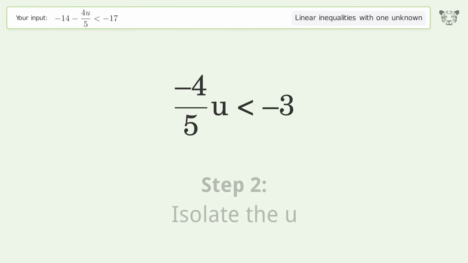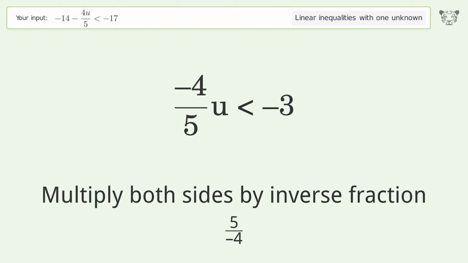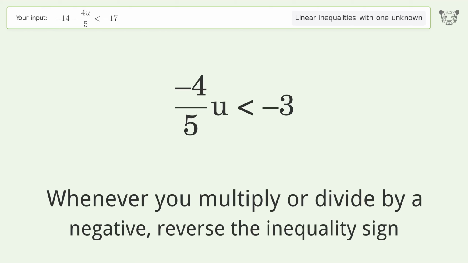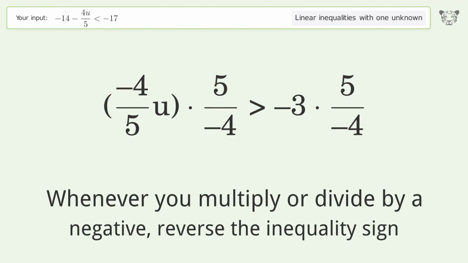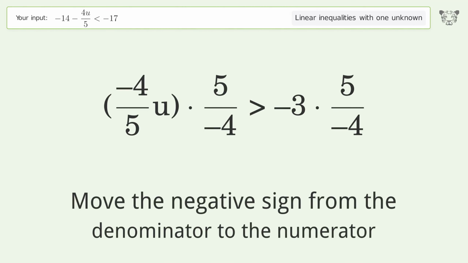Isolate the u. Multiply both sides by inverse fraction 5 over negative 4. Whenever you multiply or divide by a negative, reverse the inequality sign. Move the negative sign from the denominator to the numerator.